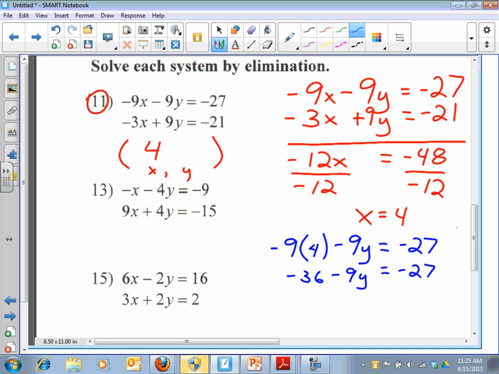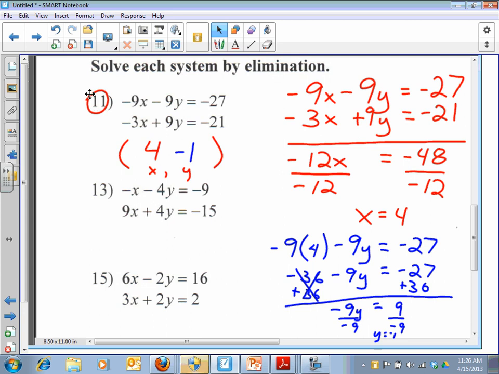And if I go ahead and try to solve here, I'm going to add 36 to both sides. Add 36 and add 36. And when I do my sum line, these cancel and I get a negative 9y equals a positive 9. And if I continue to solve, when I divide by negative 9 and divide by negative 9, I get y equals a negative 1. So my y coordinate is a negative 1.